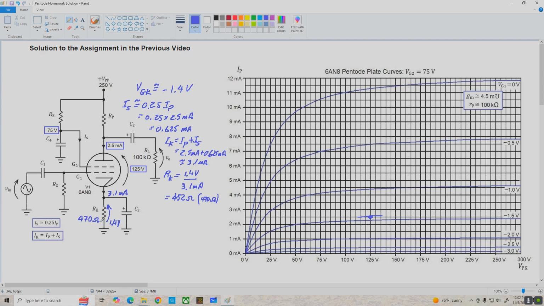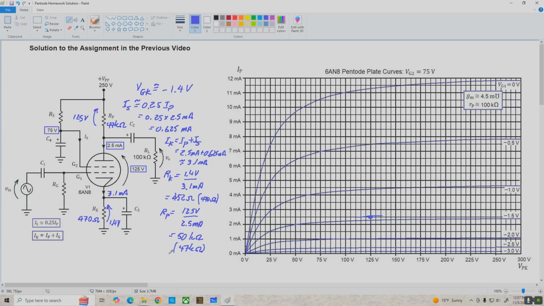470 ohms. And now we want to determine our plate resistor value. The drop across RP is going to be approximately VPP minus VPK, so that's 250 minus 125 is 125 volts. So R sub P is equal to 125 volts divided by the plate current, 2.5 milliamps, and that's 50 k ohms, and we do have a close standard value of 47 k ohms, and we'll go with that. So here we are, 47 k ohms.